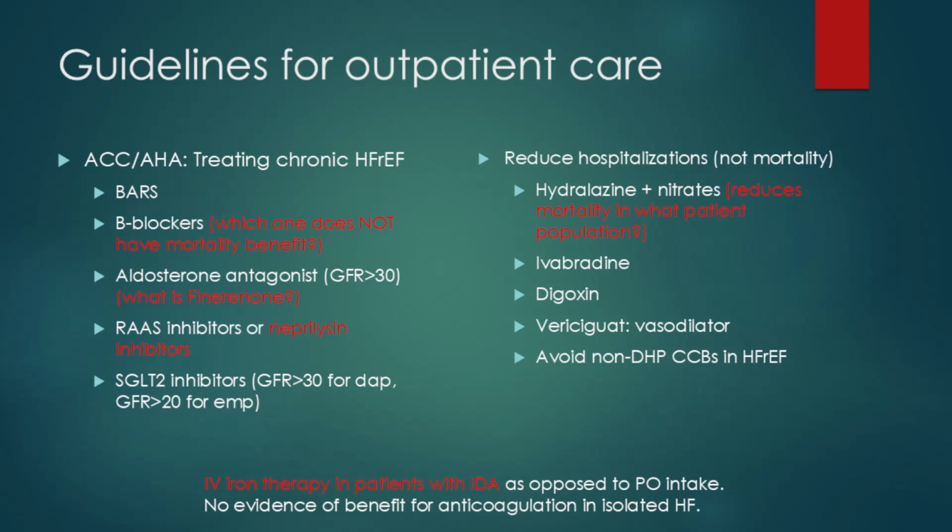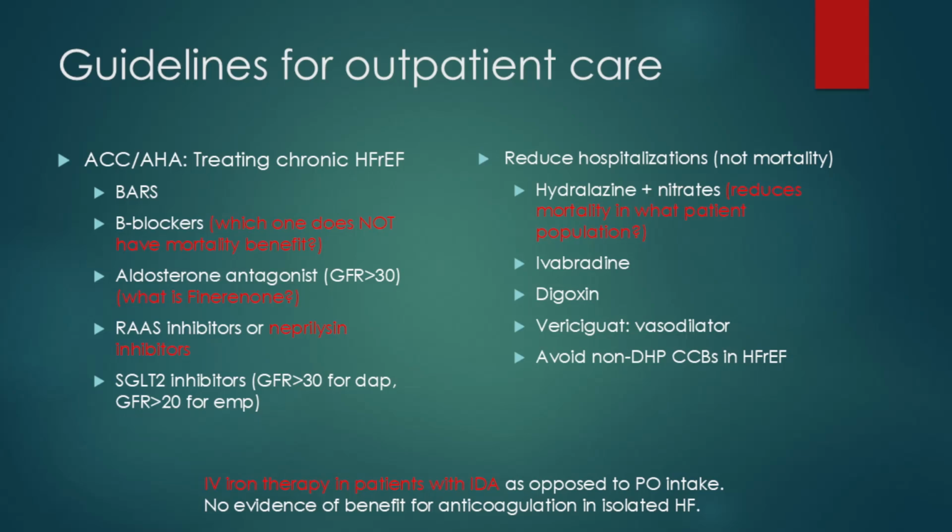Some other drugs used to reduce hospitalizations but not mortality are hydralazine and nitrates. Interestingly, they are found to be equivalent to ACE inhibitors and ARBs in which population? African Americans, right? So they do reduce mortality in that population, but not in others. Ivabradine, digoxin, vericiguat, right? Those are just some other drugs that are used, not too commonly anymore. And we'll want to avoid non-dihydropyridine calcium channel blockers in HFrEF, because we know that they exacerbate it.